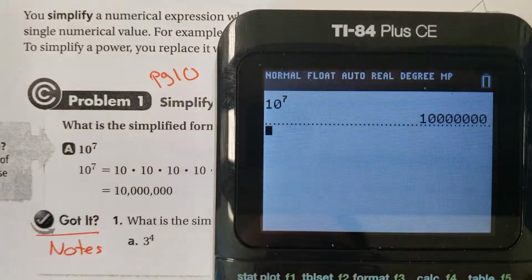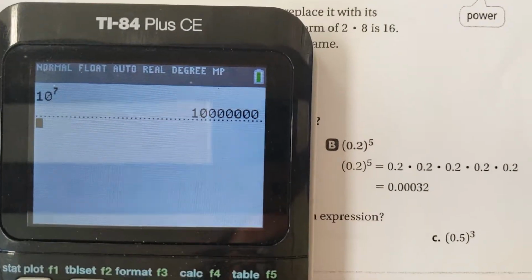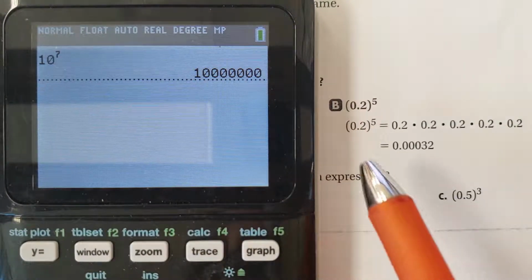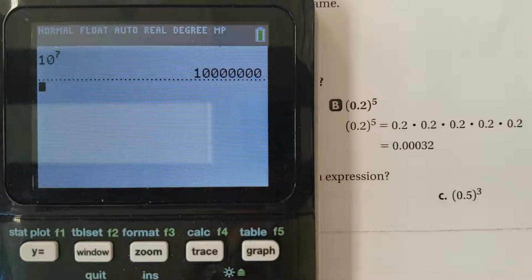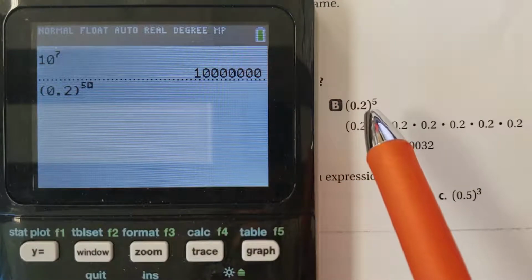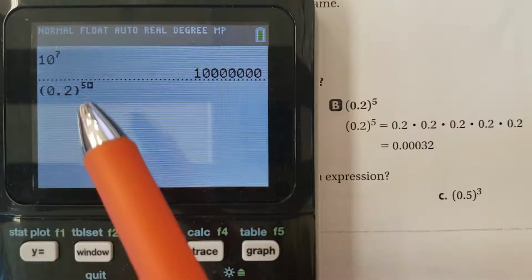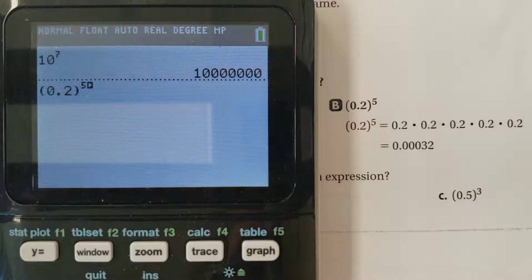Good job, 10 million. Now, the only problem I have with part B is that it's not going to give me a decimal. It's actually going to give me the scientific notation. So bracket 0.2, close the bracket, take that to the 5th power. Basically, just type it like I see it. That's going to get you a lot of math questions correctly. So if you can type it like you see it, you're probably going to win. But we'll come to that in a minute.